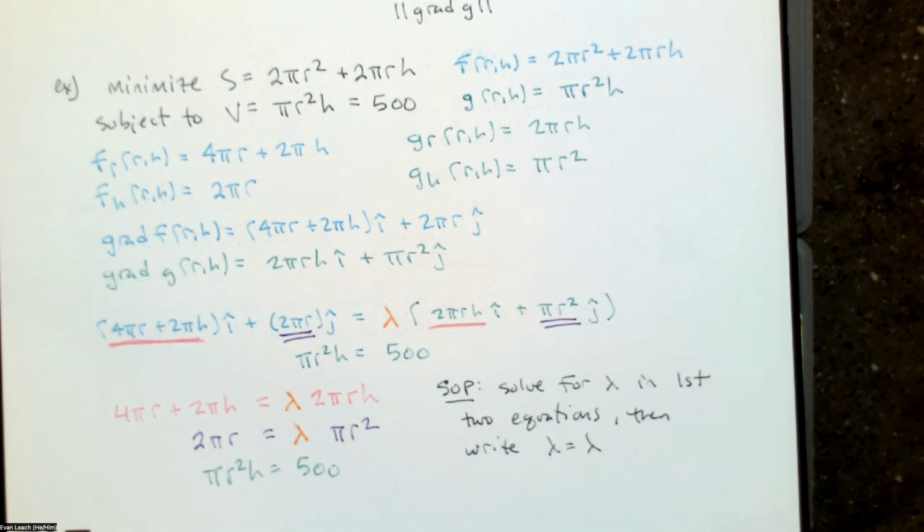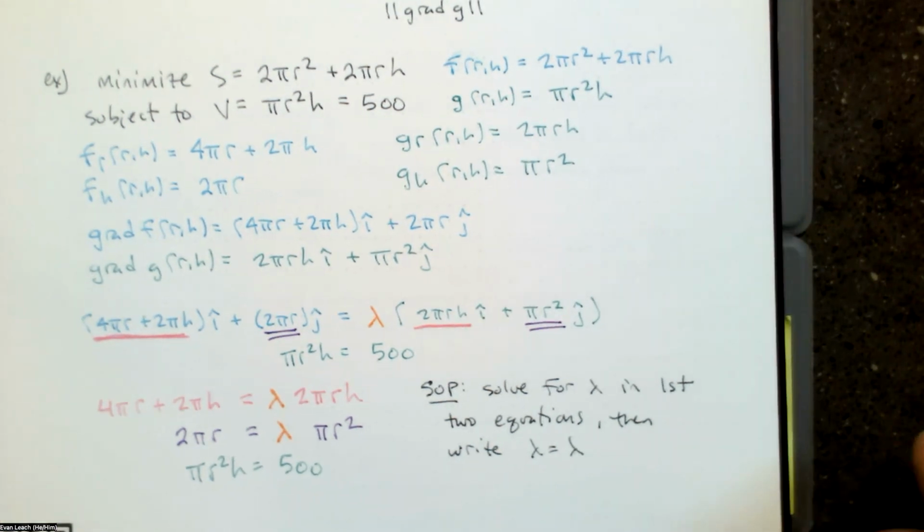All right, that's going to do it for today. Gradients going in the same direction, objective and constraints. That's the Lagrange multiplier game. Everybody have a good day, and thanks for playing.